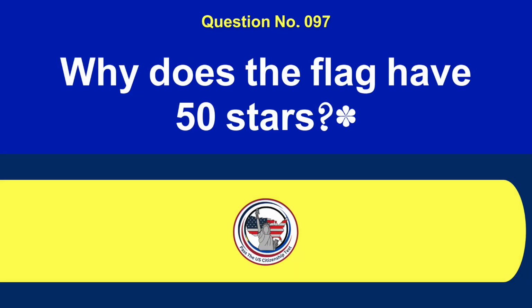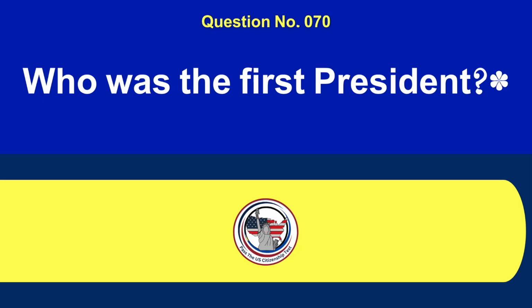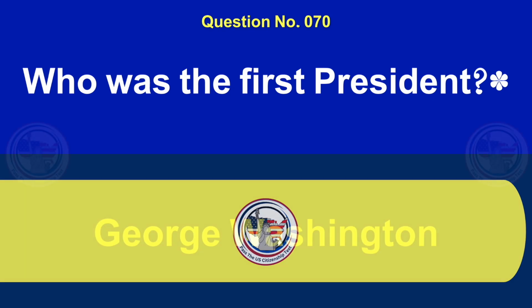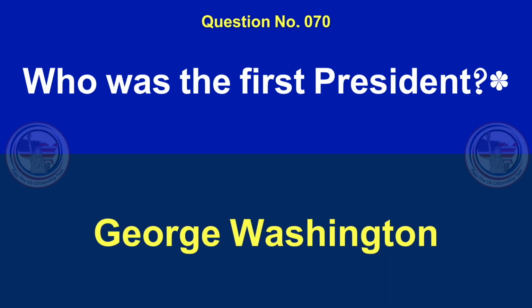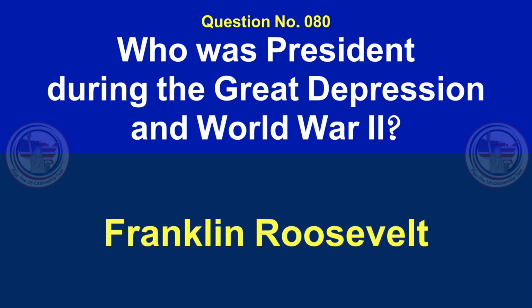Why does the flag have 50 stars? Because there are 50 states. Who was the first president? George Washington. Who was president during the Great Depression and World War II? Franklin Roosevelt.